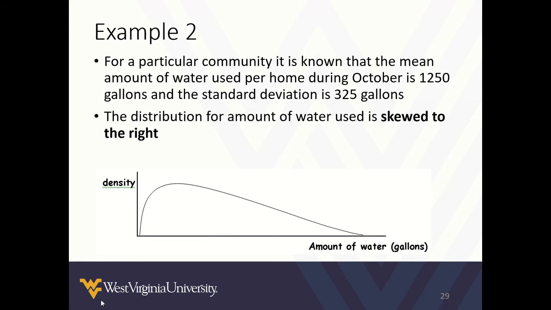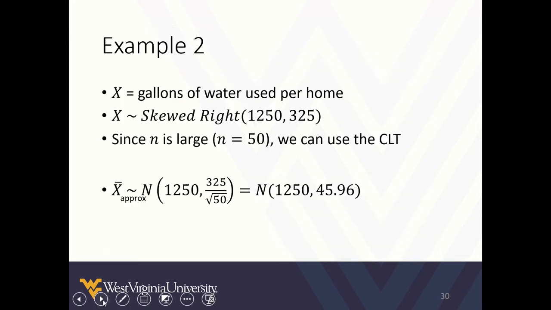So suppose for a particular community, it is known that the mean amount of water used per home during October is 1,250 gallons, and the standard deviation is 325 gallons. The distribution for amount of water used is skewed to the right. Now, in this case, we are going to let X equal the gallons of water used per home. And we know that X is skewed right with a mean of 1,250 and a standard deviation of 325.